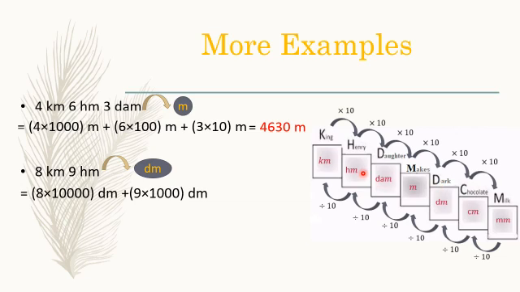9 hectometer is here. I have to move 1, 2, 3 steps downward. So I multiply the 9 by 1,000. The answer is equal to 89,000 decimeter.